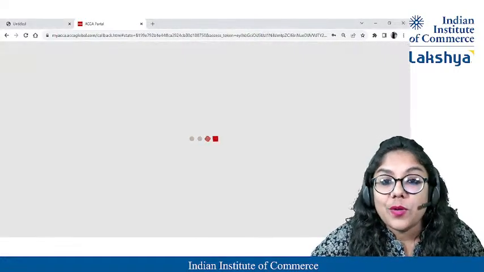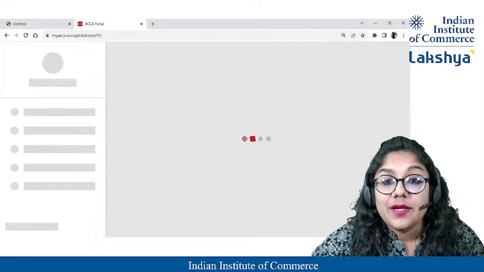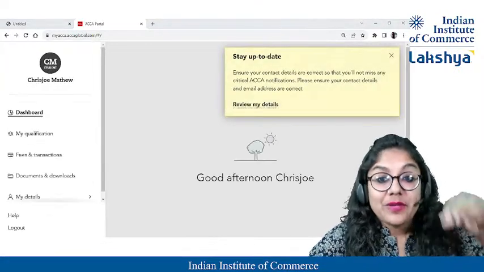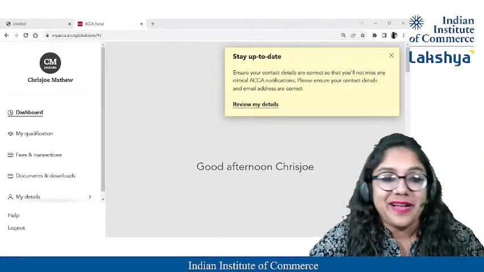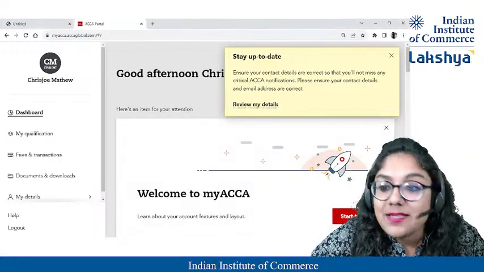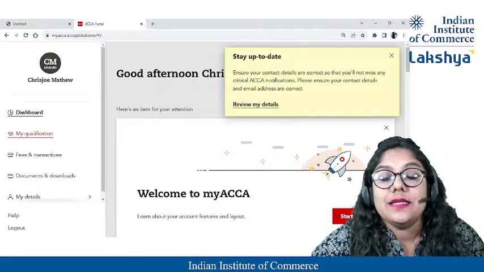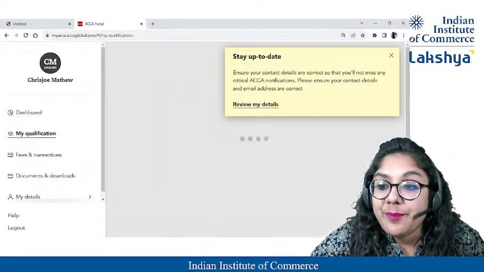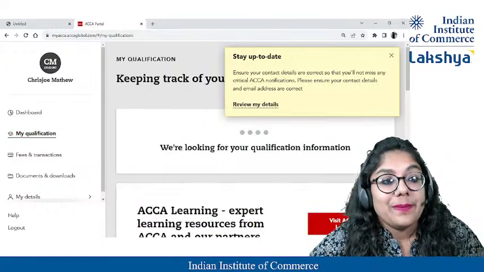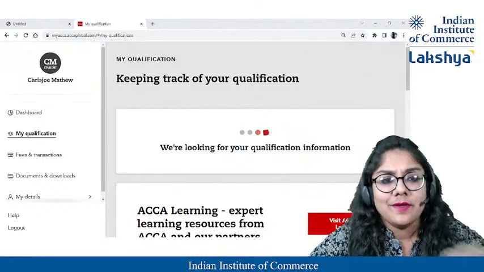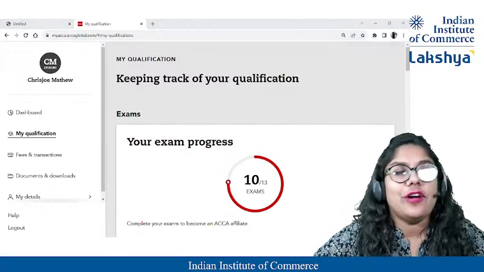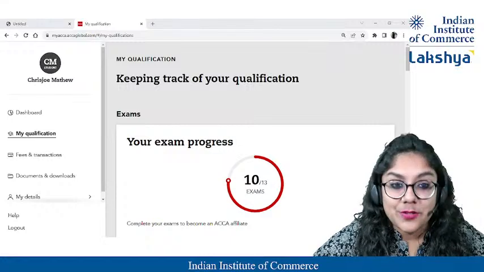If you go ahead with your user ID and password, this navigation will be there. You will be navigated to this page where you will have your own profile. On the left-hand side, I have dashboards, and down to that, my qualifications. Please click on my qualifications so that you can have access to how many papers you have given and how many papers you are left with.